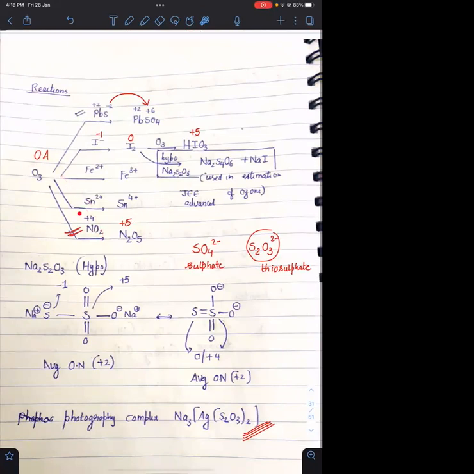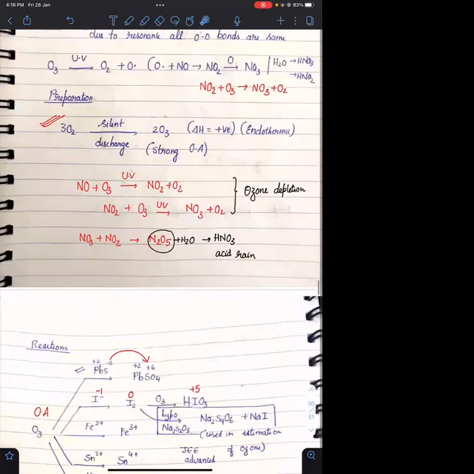We have already seen this reaction. NO2 first reacts with O3 to give O2 plus nascent oxygen. That nascent oxygen reacts with NO2 to form NO3. That NO3 again reacts with NO2 to form N2O5. Okay, here is this reaction.